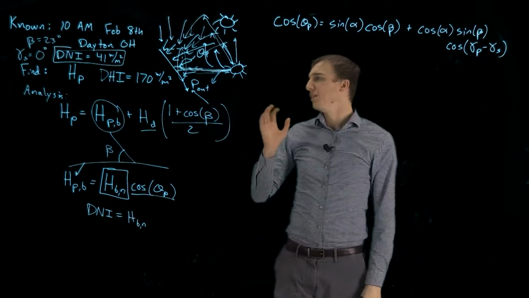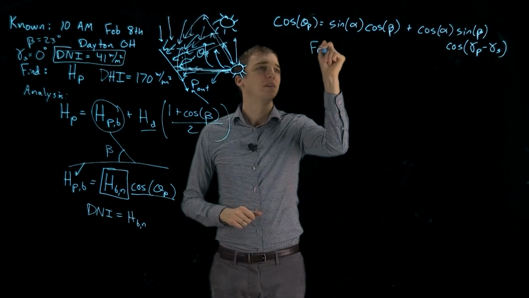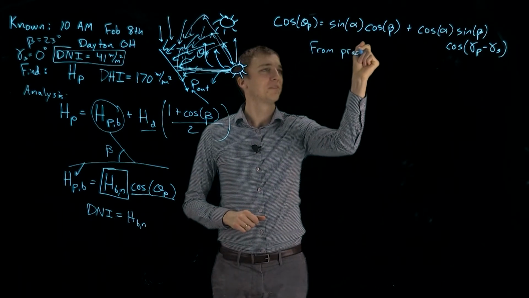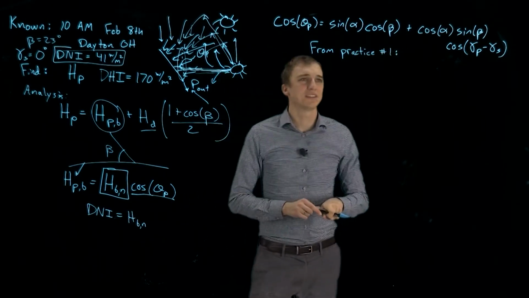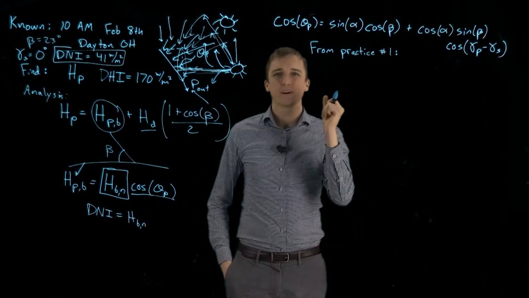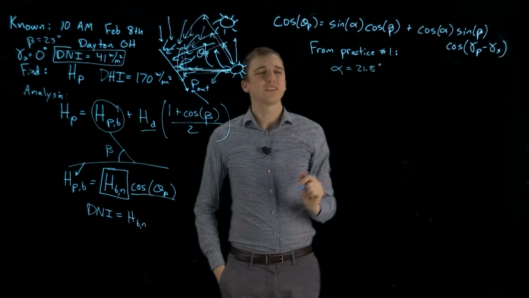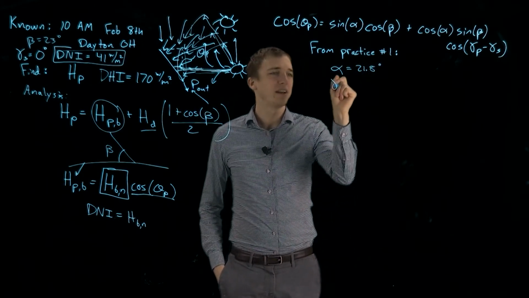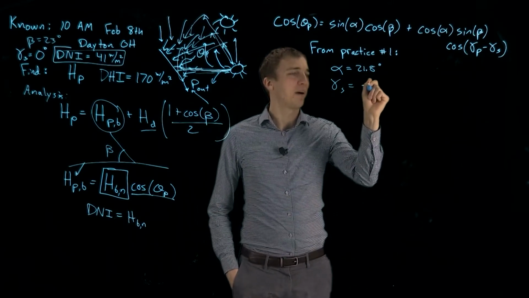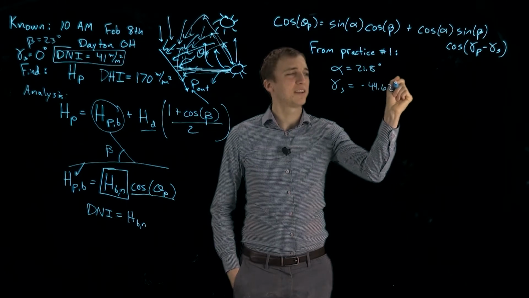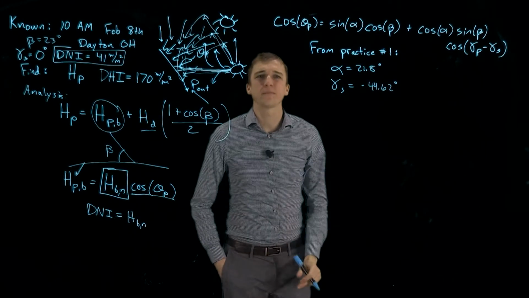All right, we know, let's see, did I state them from before? I did not. So, from practice problem number 1, I will put a link so that you can see me work that problem. We know that at this time and day and location, the solar elevation angle is 21.8 degrees. And the solar azimuth angle is minus 44.62 degrees, minus because it is to the east of south.